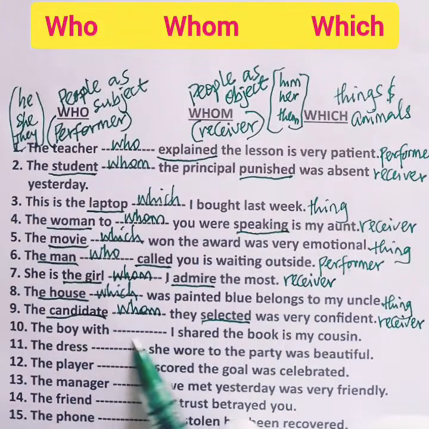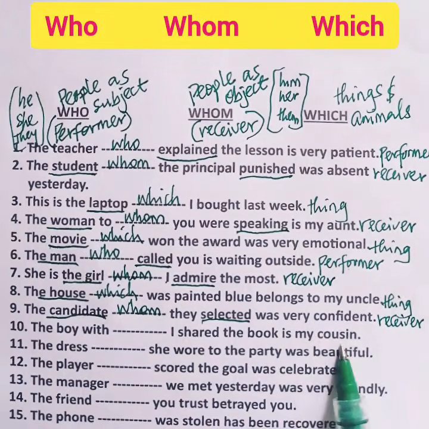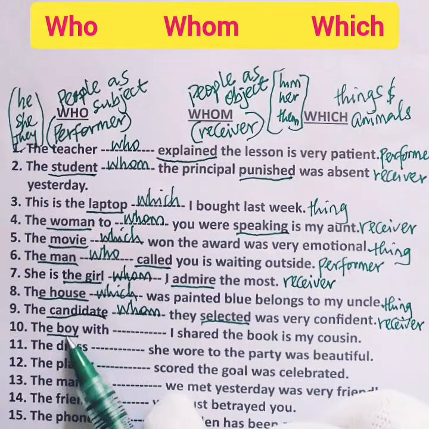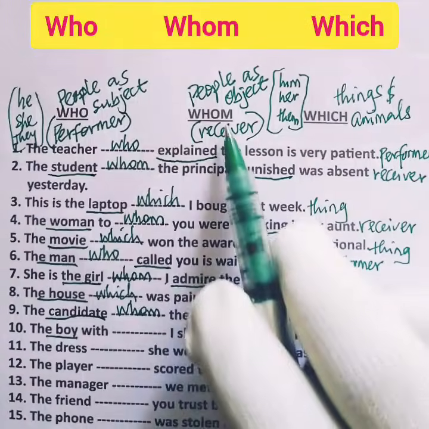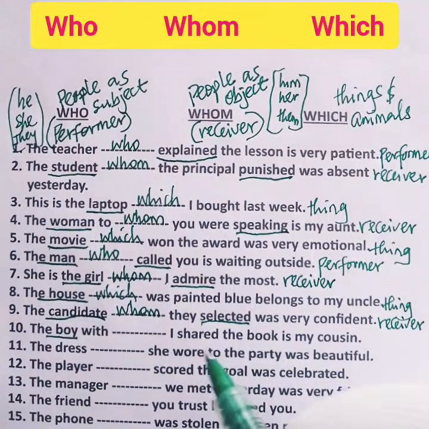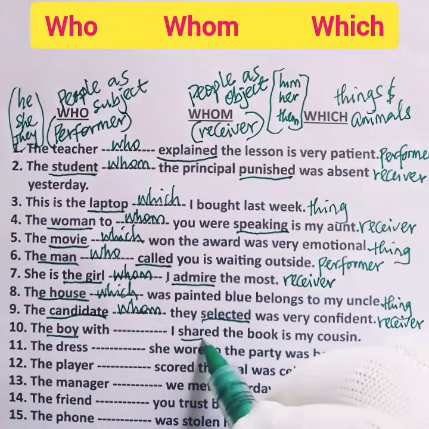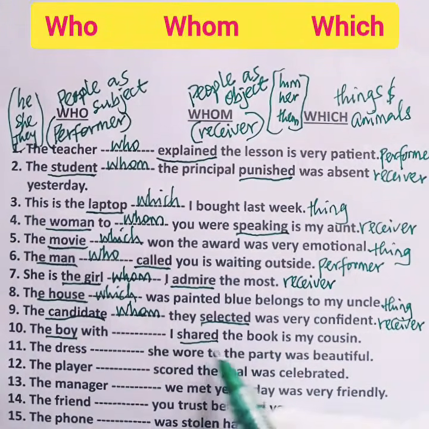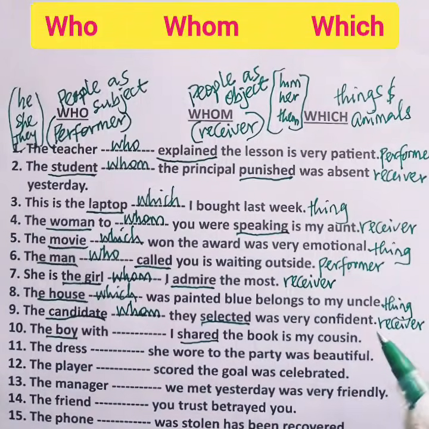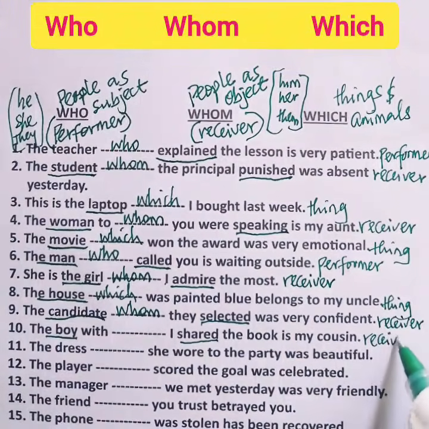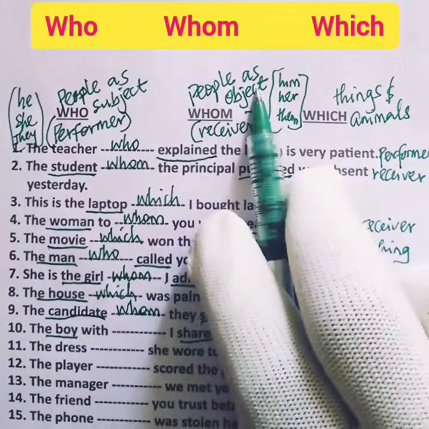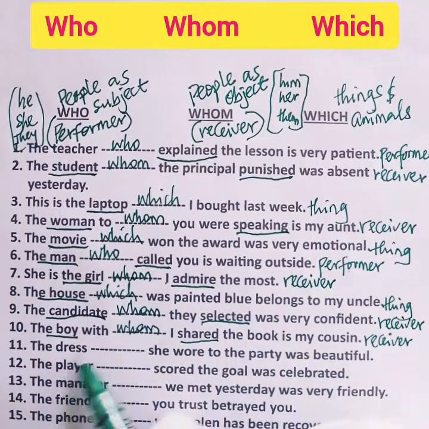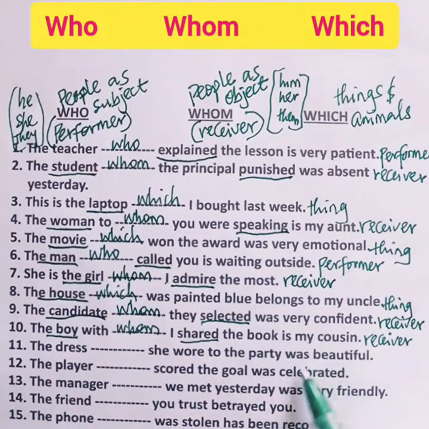10. The boy with blank I shared the book is my cousin. The key word is the boy. Now, whenever you have human and with in the sentence, it must go with whom, not who. Okay? Now, the action in the sentence is shared. Who shared the book? I. Who received the book? The boy. So, the boy is receiver in the sentence. That means it is the object. Whom is the correct word. The boy with whom I shared the book is my cousin.